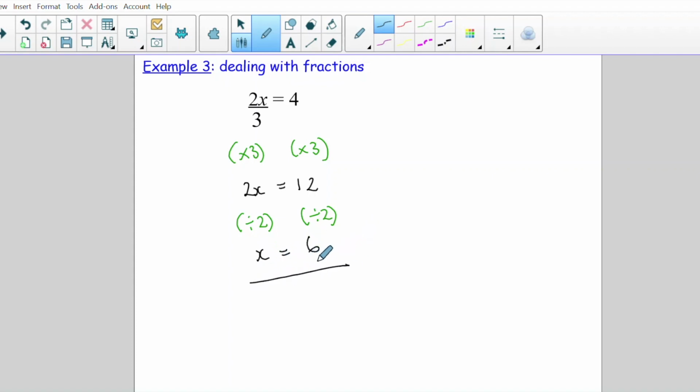I could check this answer by substituting x back in. 6 times 2 is 12, divided by 3 is equal to 4.